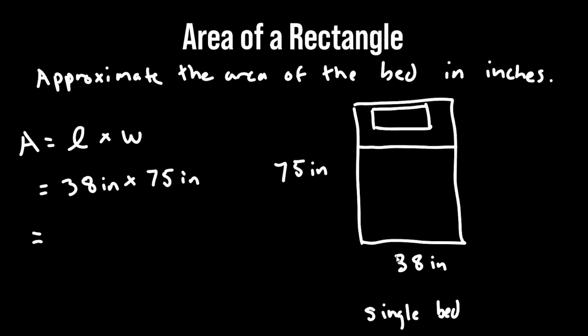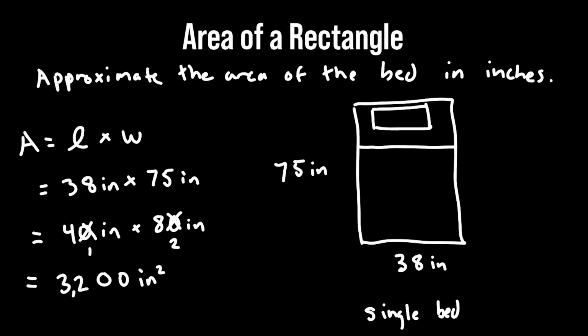Now, we can round 38 to 40. And we would round 75 to 80. Now, if you watched my estimating products video, you would know that 40 times 80 is actually the same as 4 times 8. But instead of removing the zeros completely, you would add them to the back of your end value. So 4 times 8 is 32. And we take the zeros and just add them to the back. Inches squared. So this is our answer.